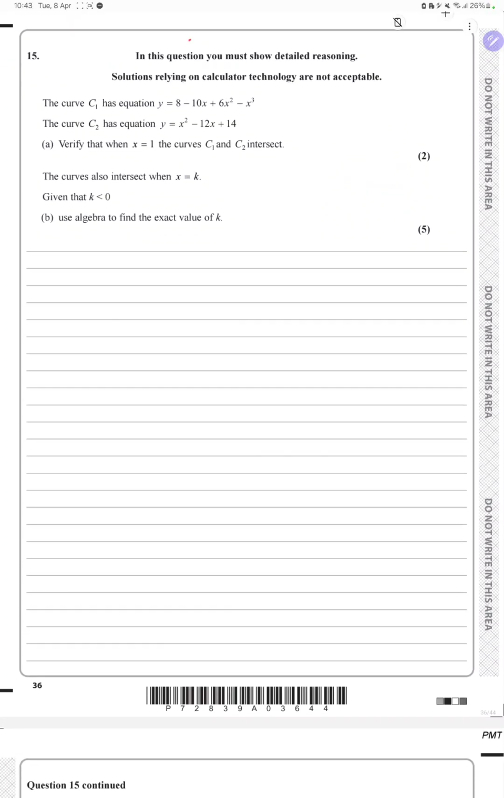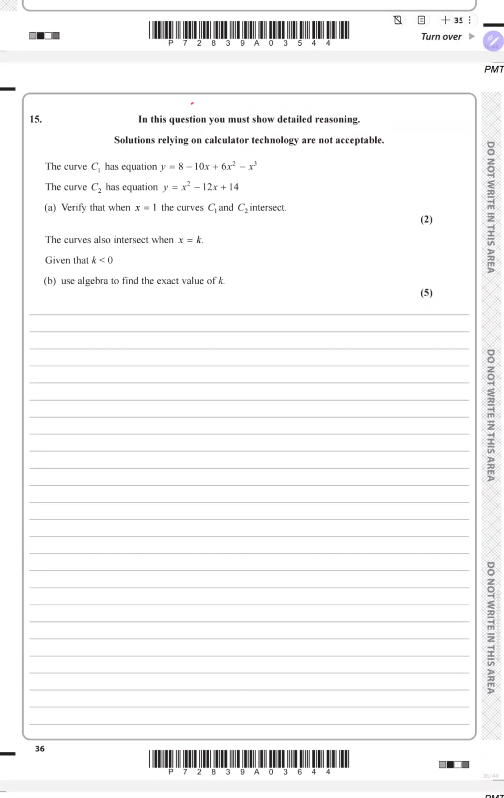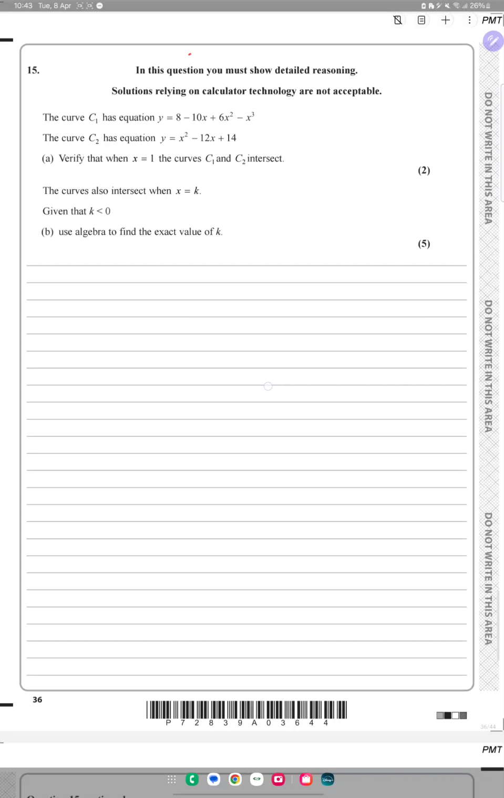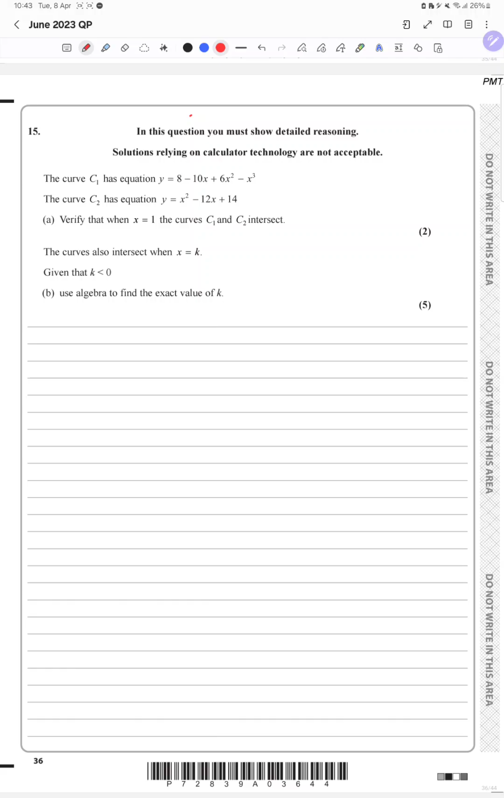Okay, so this is question 15 of the June 2023 AS Edexcel paper. We've got a curve C1 with equation, so that's a cubic, and curve C2 with this other equation, so that's a quadratic. Verify x equals 1 lies on both. So, not in red.